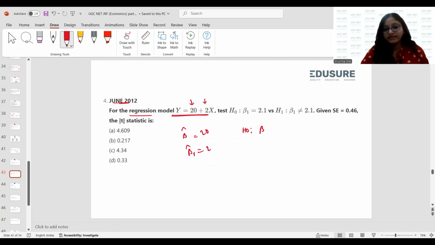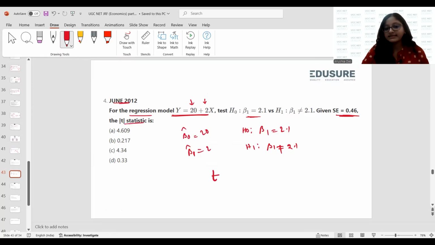This is basically beta 1. Let me call it beta naught. This is beta 1, so slope is beta 1. You are trying to test whether beta 1 is 2.1 or not, versus the alternative that beta 1 is not 2.1, a two-tailed test basically. Standard error is given to you, you have to calculate the t statistic.